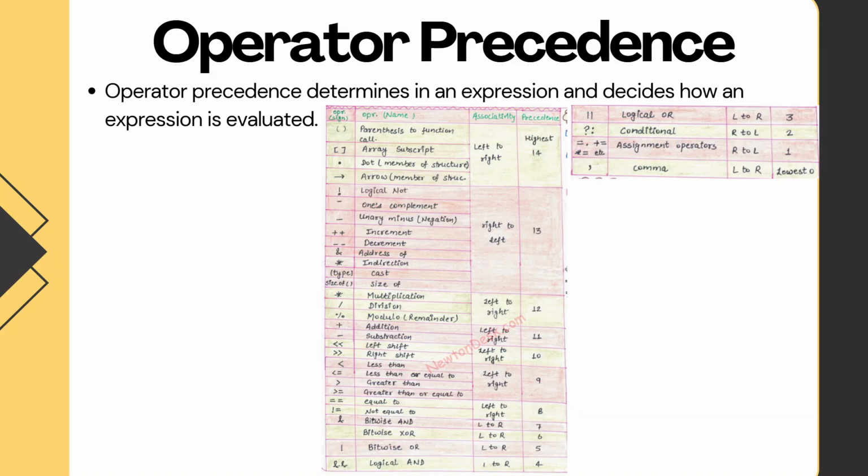Logical AND, left to right, precedence is 4. Logical OR, left to right, precedence is 3. Conditional, right to left, precedence is 2. Assignment operators, right to left, precedence is 1, and the lowest precedence is with the comma, and the associativity is left to right. This associativity is used when the expression has operations with the same precedence. Then the associativity rule is used.